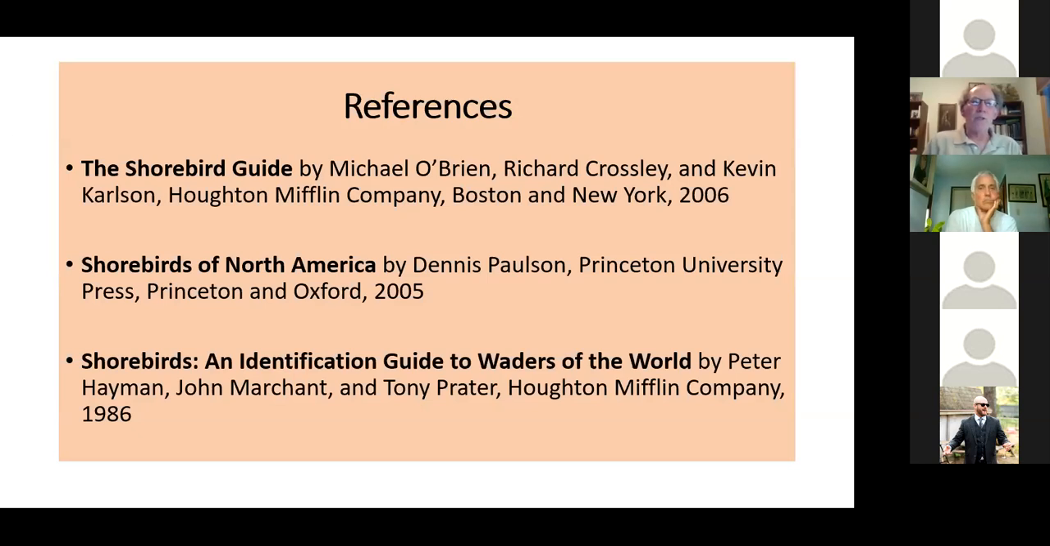So in conclusion, the 3 best shorebird references that I own, at least in my opinion: the Shorebird Guide is probably number 1. It's the most recent guide. It has a lot of excellent photos. Shorebirds of North America, even though it's only a year older, also has photos, but not nearly as many as the Shorebird Guide. And then lastly, the book all of us were relying on decades ago, which still has some good information.